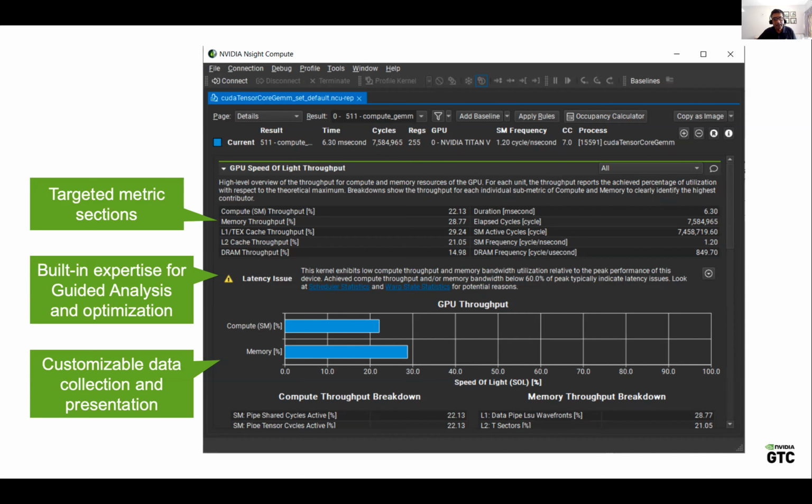As I said, as part of the guided analysis, there's a rule which gets triggered, and it says that you are exhibiting low compute throughput and memory throughput. Please refer to these sections, the scheduler statistics or the warp state statistics sections, and you can click on those and go to that section directly. In addition to these summary metrics, it shows you the same thing as a chart. The utilization and the detailed metrics are then shown in the tables below. So it's a top-down view, and the rules help guide you through these different sections. Next slide, please.